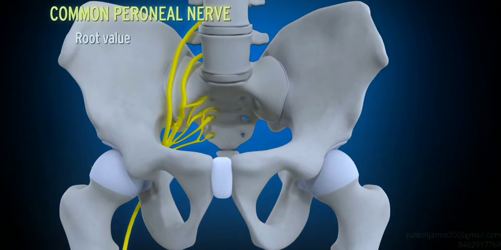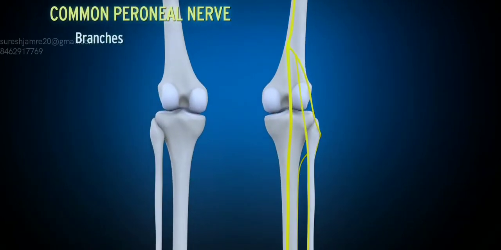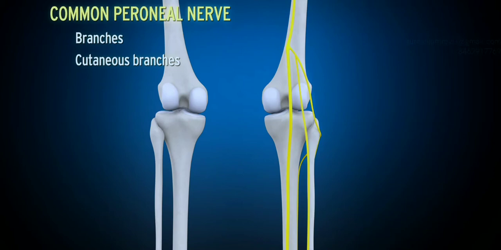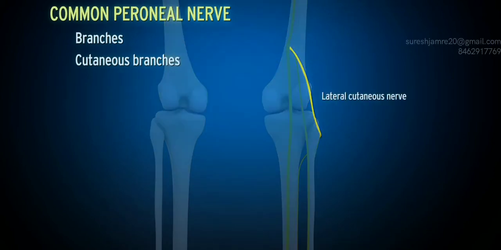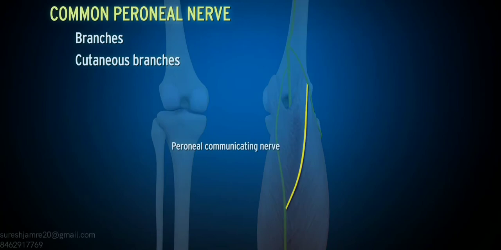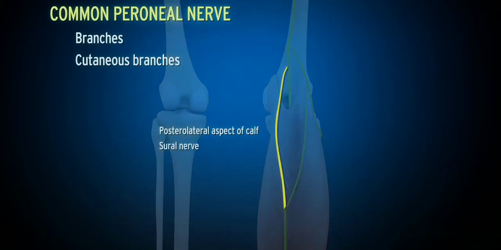Root value: dorsal branches of ventral rami of L4, L5, S1 and S2. Branches: cutaneous branches, articular branches, muscular branches. Cutaneous branches. Lateral cutaneous nerve of the calf supplies skin of the upper 2/3 of the lateral side of the leg. Peroneal communicating nerve arises in the upper part of the fossa. It runs on the posterolateral aspect of calf and joins the sural nerve.